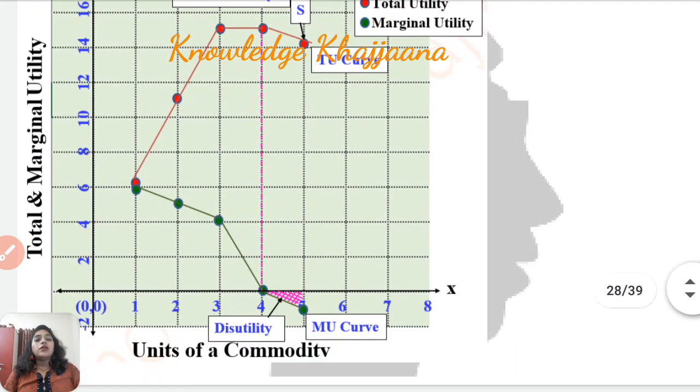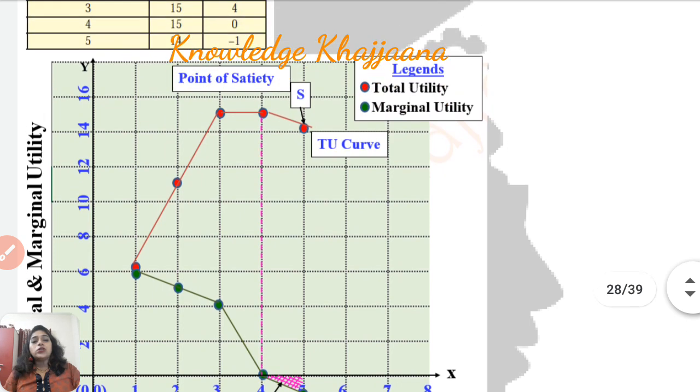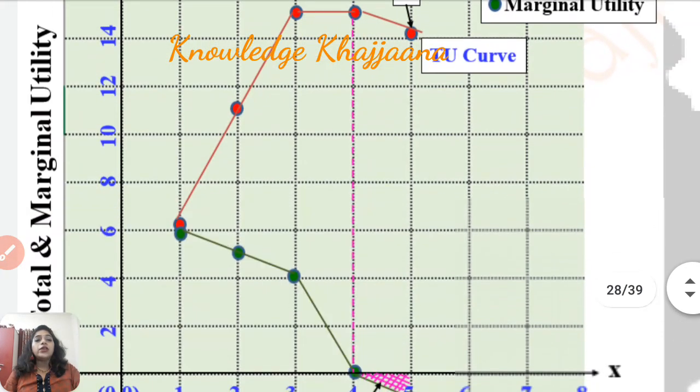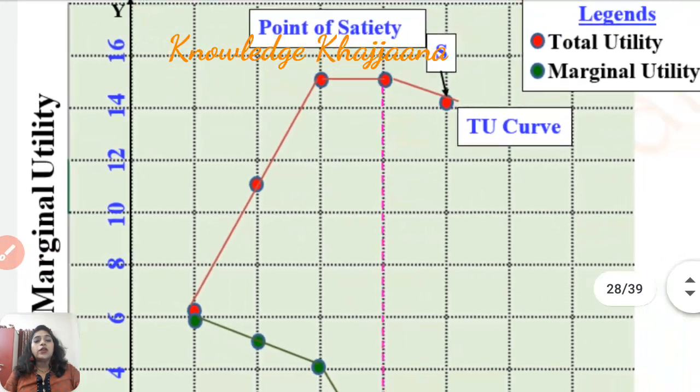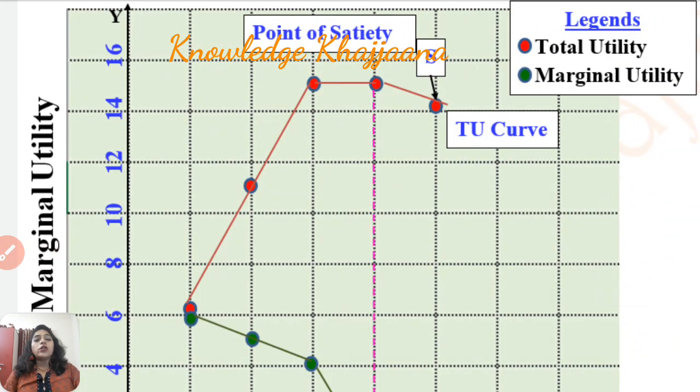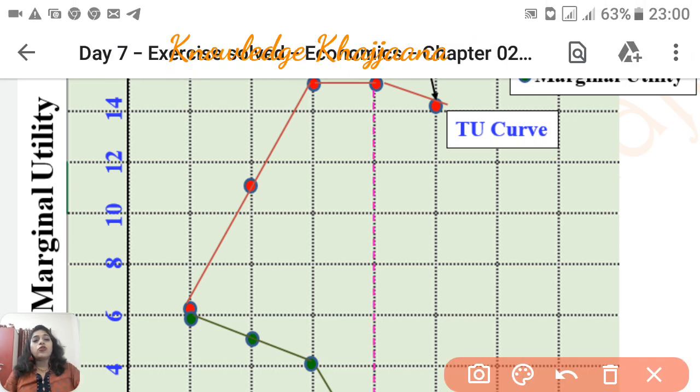When we join the locus points on this graph, these were the points in red. The points shown in red are of total utility because it is rising. This is the curve of total utility, which is rising up to a certain level, then it is remaining constant, and then it is declining, when we join the points of total utility.